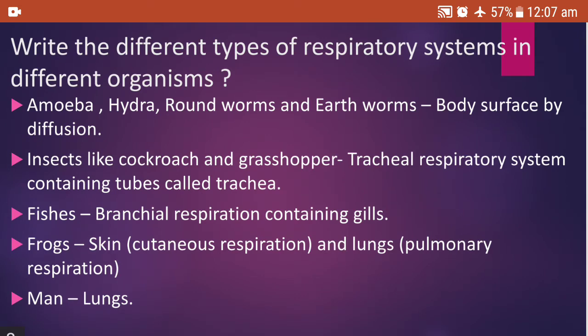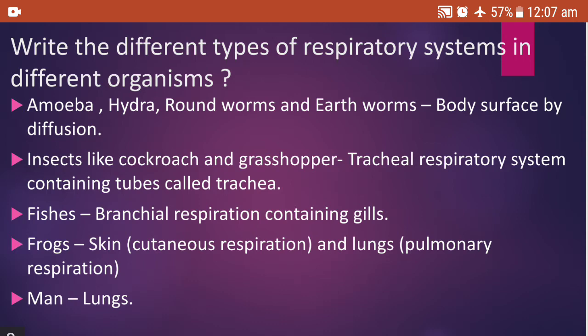Write the different types of respiratory systems in different organisms. Here we will learn how respiration takes place in different organisms. You can also get the table or tabular form, and the question can be asked at the bottom. Amoeba, hydra, roundworms and earthworms all respire through their body surface by the process of diffusion.